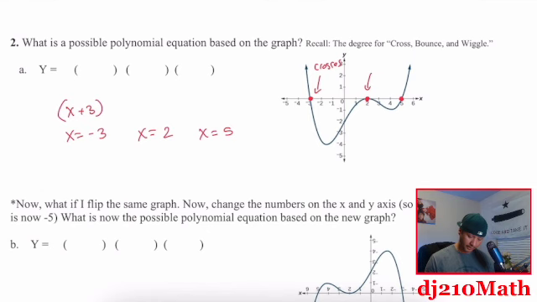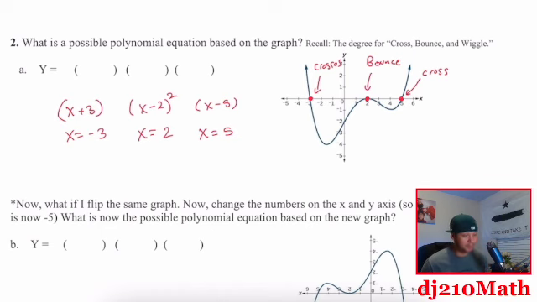Because we're working backwards from the root. At x equals 2 we consider this to be the bounce. So this means when we turn this into a factor, x minus 2, right, because inside lies, squared because of the bounce. Again, we have a cross, so x minus 5. Okay.